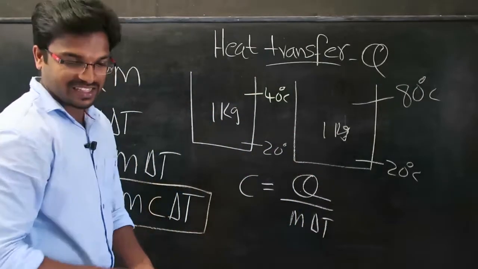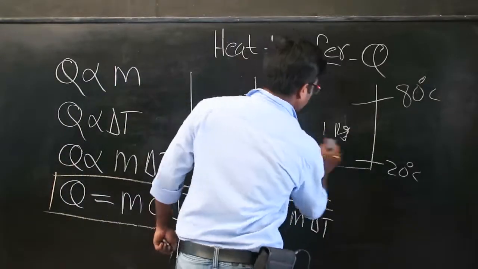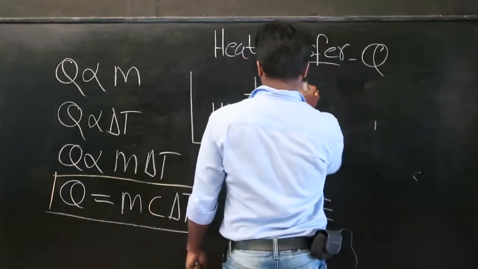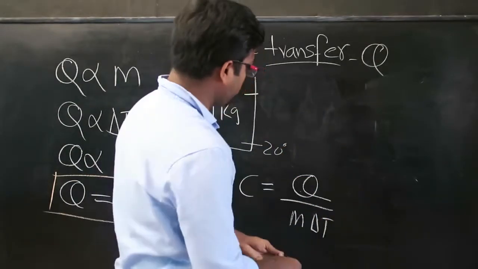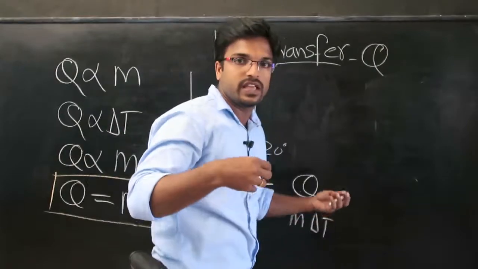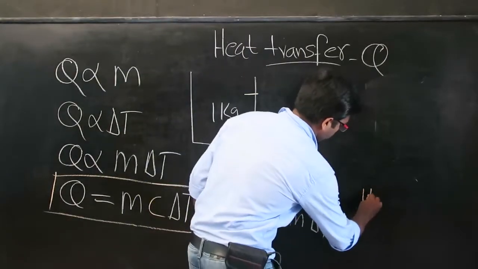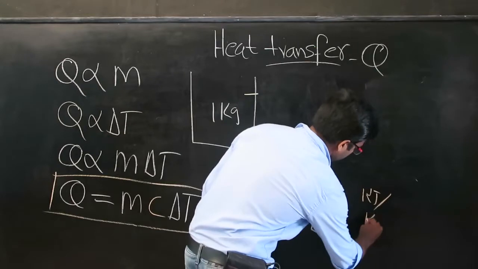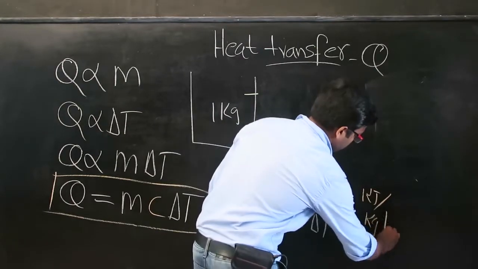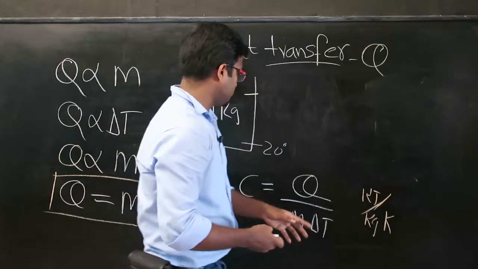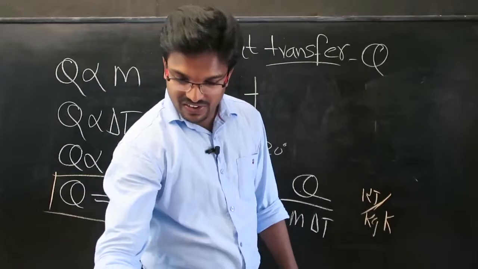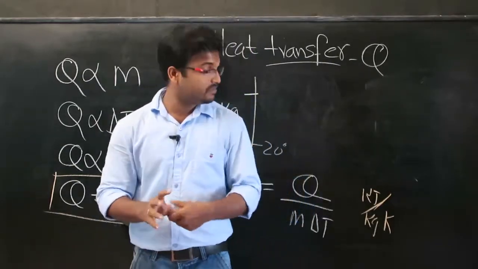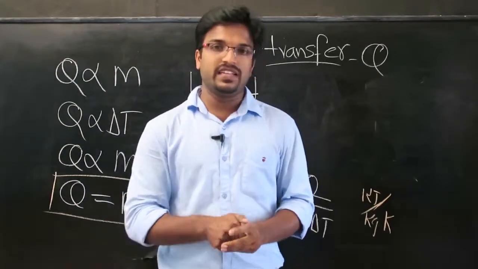Am I right? Now, what is the unit of heat? It is nothing but a form of energy, right? So it will have a unit of kilojoule, mass has a unit of kilogram, and temperature has a unit of Kelvin. So specific heat has a unit of kilojoule per kilogram Kelvin, right? And what is the physical meaning of specific heat?